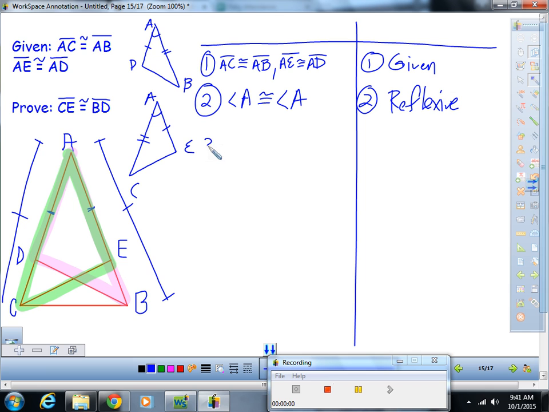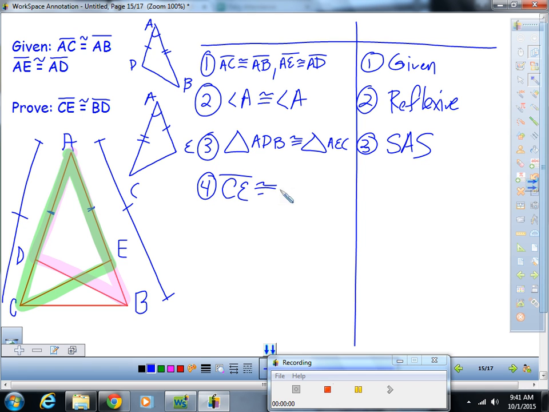Okay, so now I've got enough to prove that triangle. Let me make sure I get the order right. A, D, B. That doesn't matter. I can choose any order I want for that. But now that I've picked A, D, B, it's got to be A, E, C. And that's going to be side angle side. And I can say CE is congruent to BD, and the reason for that would be CPCTC. Okay, so one of the hardest short proofs that you'll have.